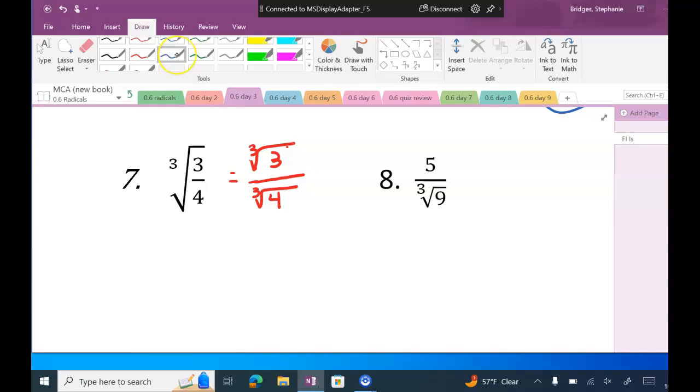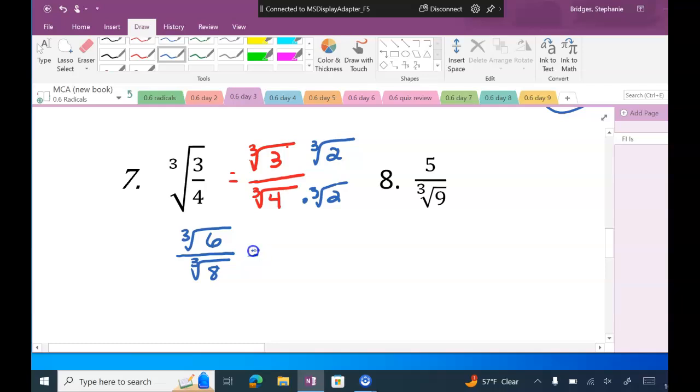2. So we can multiply the top and the bottom by the cube root of 2. It doesn't have to be multiplied by itself because we're dealing with cubes, and we proved that with that last question, or 2 questions ago. So if I multiply the cube root of 3 times the cube root of 2, that gives me the cube root of 6. And then the cube root of 4 times the cube root of 2 is going to give me the cube root of 8. And to simplify, what do we know the cube root of 8 is? 2.